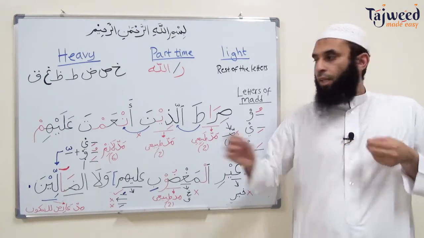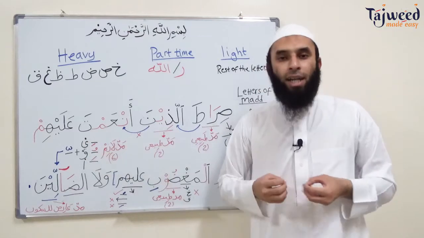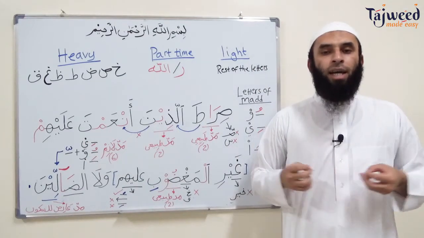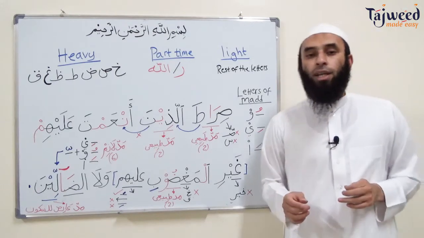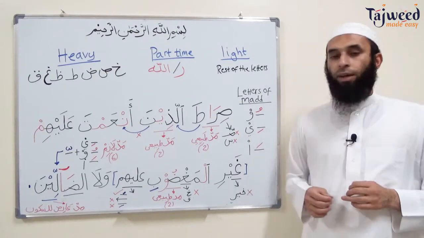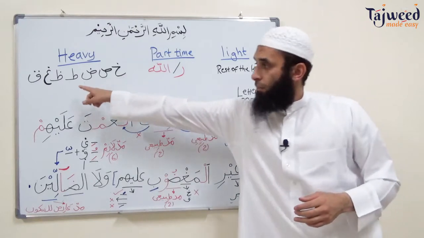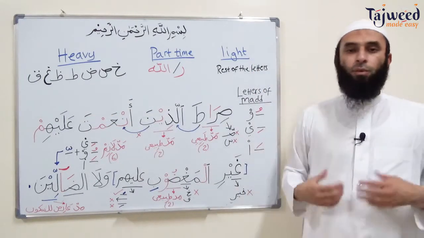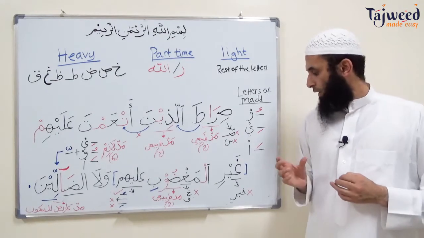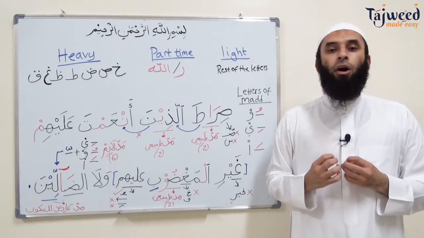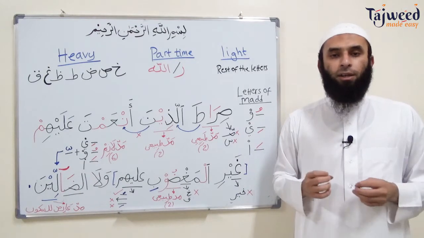صراط الذين أنعمت عليهم. عليهم, and not عليهم, not in between. Then we have غير here. The غين is from the heavy letters, so we have to pronounce it with heaviness, okay? By doing a full mouth, heaviness on the letter. So غيري, and not غيري.